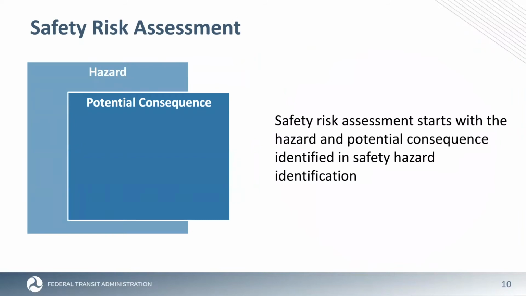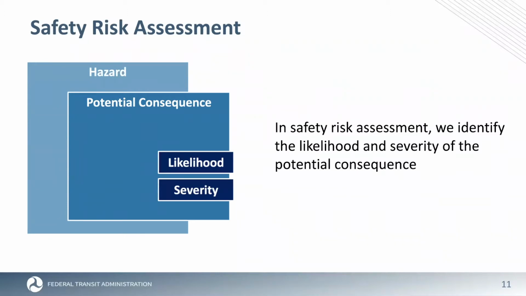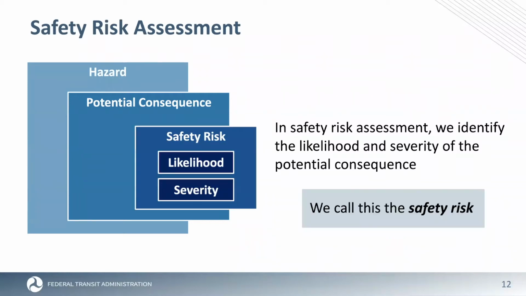One more quick reminder to set the stage. We want to discuss very briefly safety risk assessment from a review perspective. Safety risk assessment starts with the hazard and the associated potential consequence that an agency has identified through its hazard identification process. Most hazards are probably going to have more than one potential consequence, but agencies typically assess one potential consequence of a hazard at a time. Our goal in safety risk assessment is to identify the likelihood and the severity of that potential consequence. Taking those two pieces together, we create a composite which we call safety risk. Safety risk is the result of our assessment, a composite of the likelihood and severity determinations.